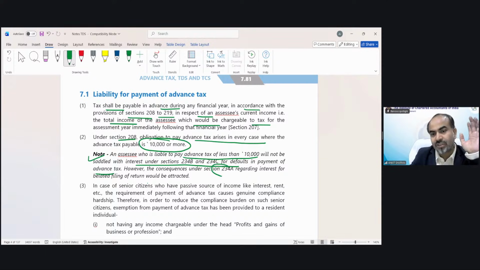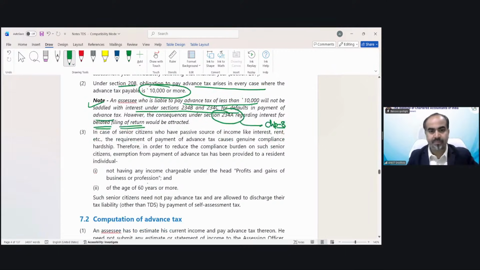But yes, interest under section 234A could be applicable. 234A would be discussed in chapter 8. 234A is not connected with advance tax liability. It is connected with late return filing. So that's why B and C would not be applicable, but A could be applicable, because A does not have any connection with the advance tax provision. That is interest for belated filing of return. So this is the topic of chapter number 8.